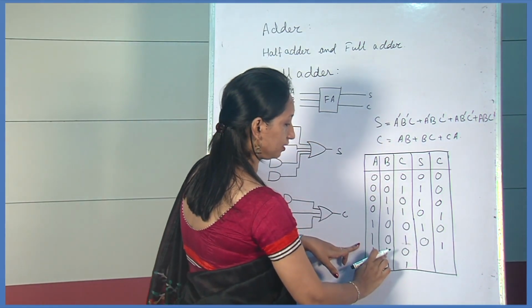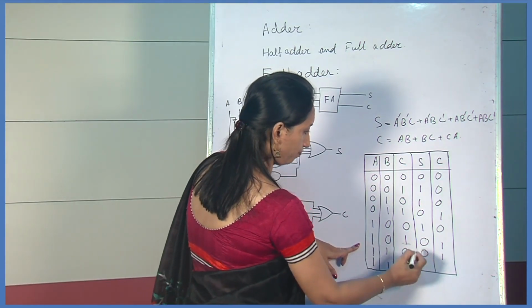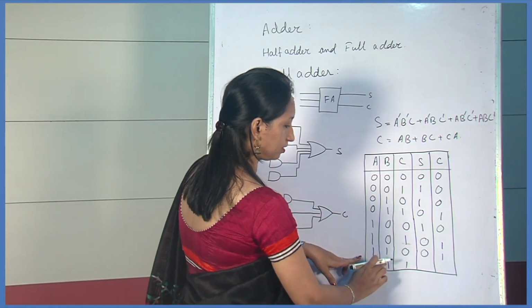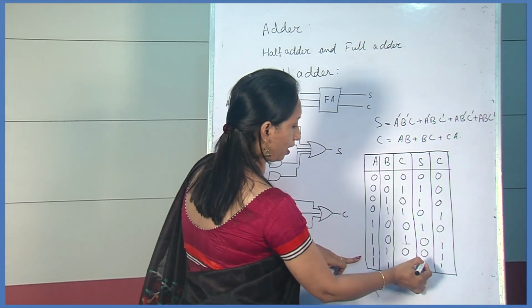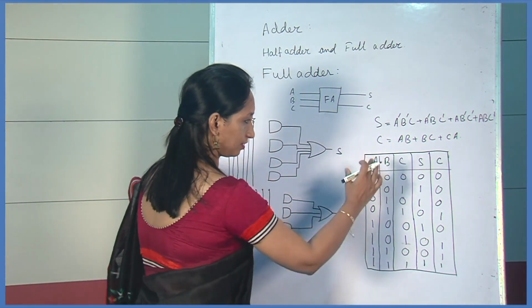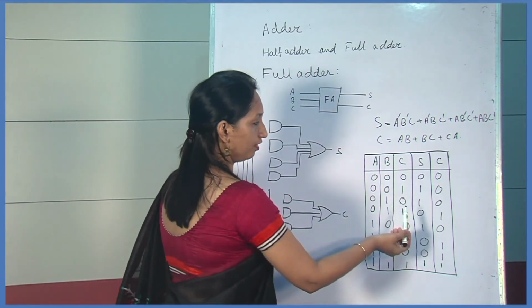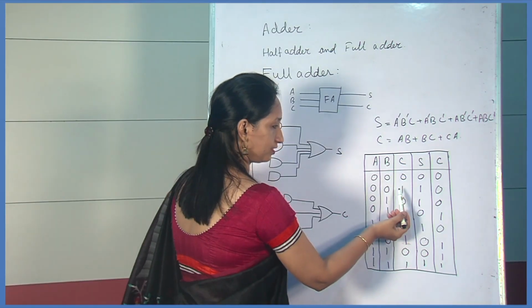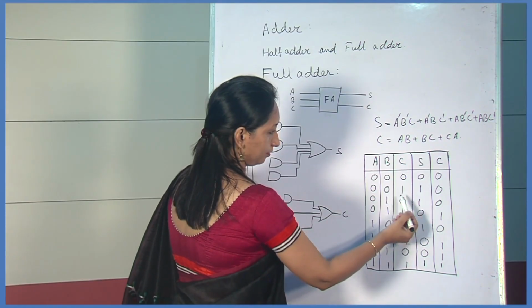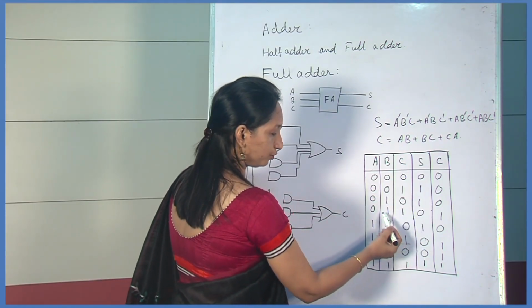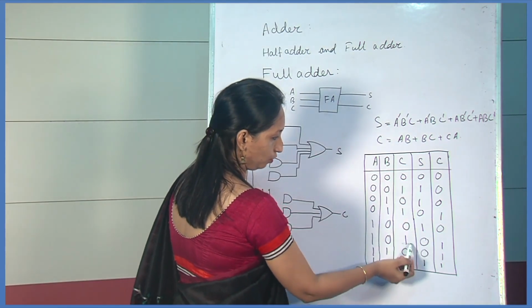Then 1 plus 1 is 0, carry 1, 0 plus 0 is 0. Then 1 plus 1 is 0, carry 1, 0 plus 1 is 1. So this is the outputs of the full adder. What we have seen here is that when any of the inputs is high, that is 1, the output sum is high, and when any 2 of the inputs are equal, that means 1 1, the output is low.